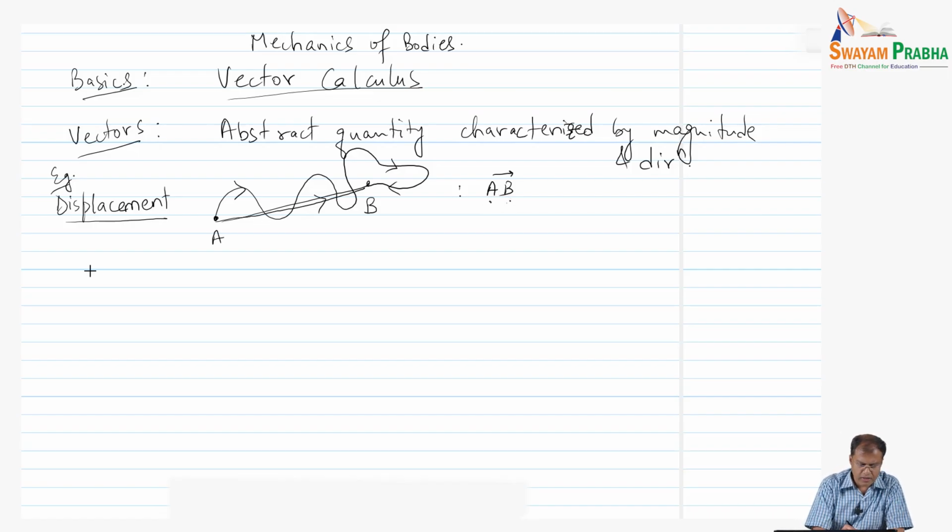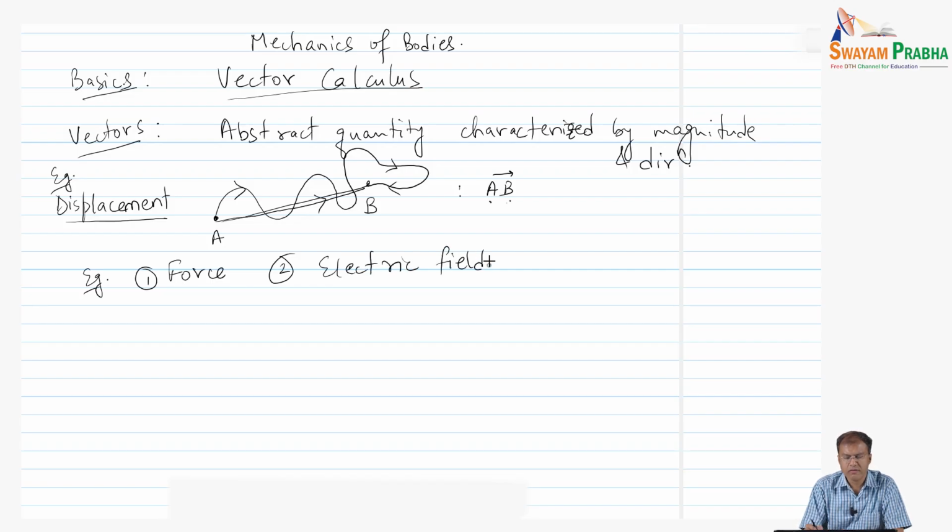Some of the other examples of vectors could be force. Of course, there are lots and lots of different types of vectors. We'll only be giving examples with those vectors which will be useful in this particular course. So one example is force. Another example could be electric field. We will look at all these different vectors in various examples that we will be discussing in subsequent modules. And then we also have magnetic field and so on.